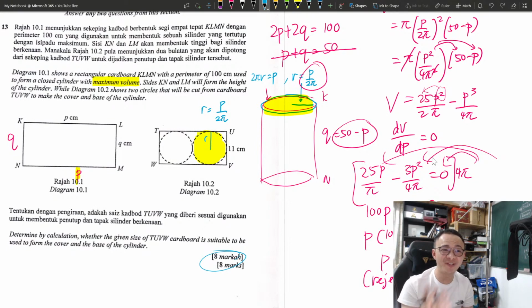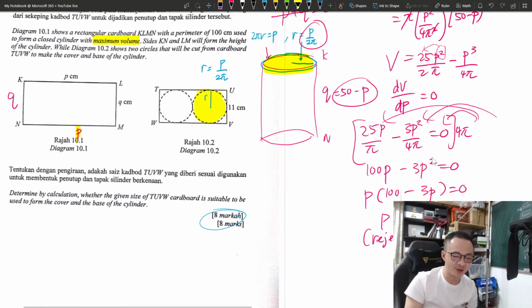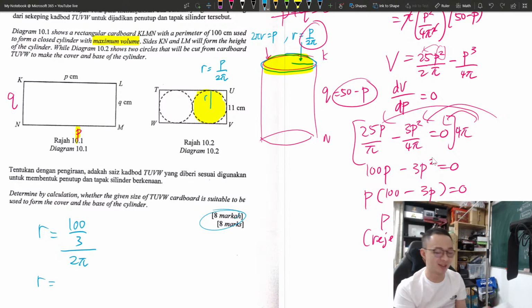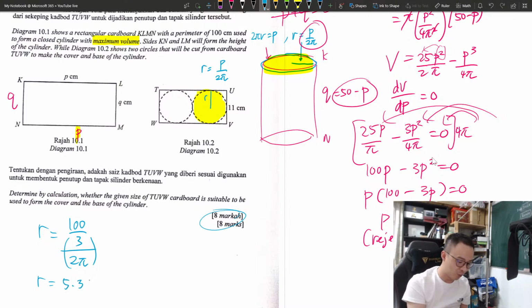So we want to know what the r is. If after I calculate it's 6 or any quite big value, then you know it's not possible, because that one is basically 11. So right now, I will just sub in my p here: 100 over 3 over 2 pi. You can use the calculator to solve it, which is 50 over 3 pi. Or you can just type the whole thing, and you get 5.31. Okay, this is from my calculation.